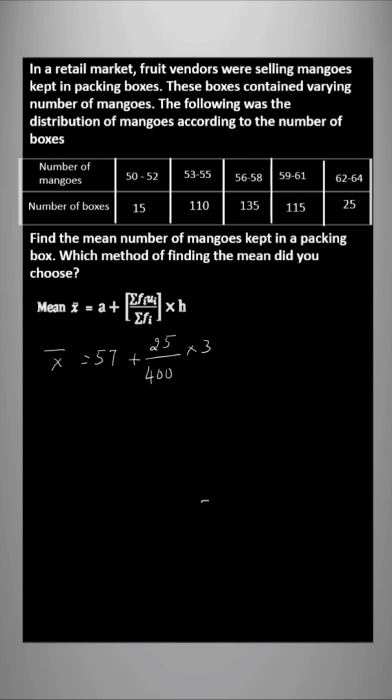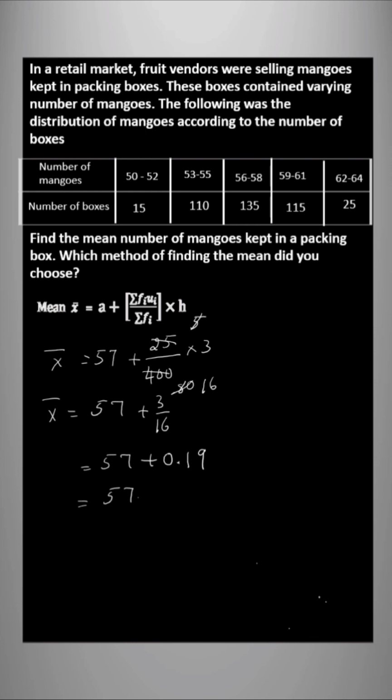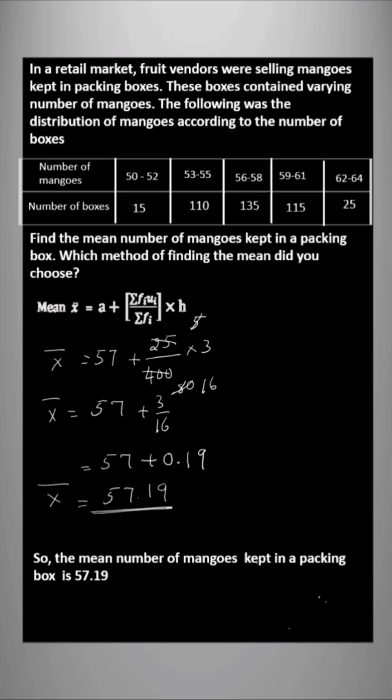This is mean. So mean is equal to 57 plus 3 by 16. That is equal to 57 plus 3 by 16, which is approximately equal to 0.19. That is equal to 57.19. So mean is equal to 57.19. So the mean number of mangoes kept in a packing box is 57.19. We chose step deviation method. The answer for this question.